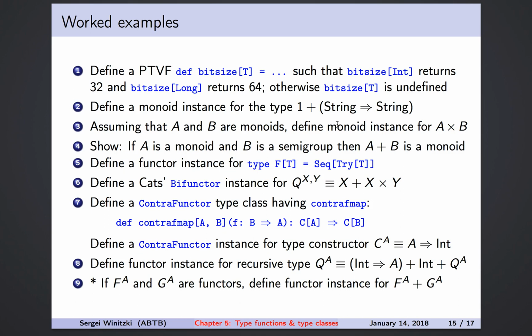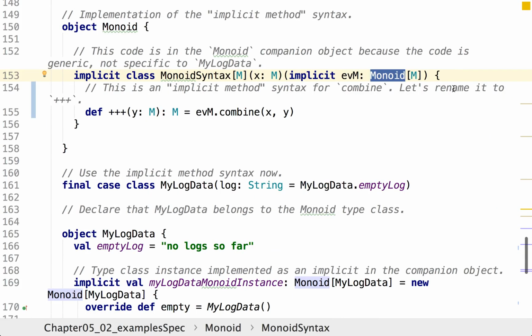Let's now go through some worked examples. This is going over the entire material of this tutorial. The first example is that we want to define a partial type value function of this kind. The bit size has a type parameter t, and if that's an int type, it returns 32. And if it's a long, it returns 64. Otherwise, this type to value function remains undefined. How would we implement that?